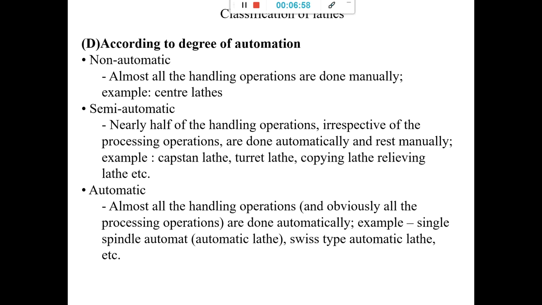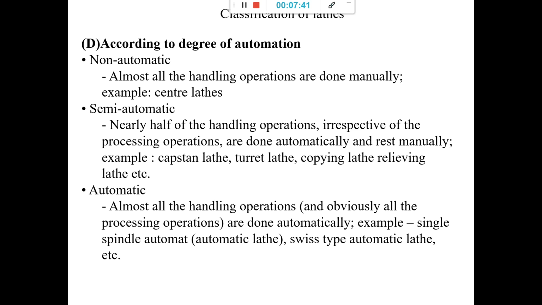According to the degree of automation, lathes can be classified as non-automatic, where almost all the handling operations are done manually, for example, the central lathe. Next is the semi-automatic lathe. Nearly half of the handling operations, irrespective of processing operation, are done automatically, and the rest is done manually. That is known as a semi-automatic machine. Examples of the semi-automatic lathe are capstan lathe, turret lathe, copying lathe, and relieving lathe.